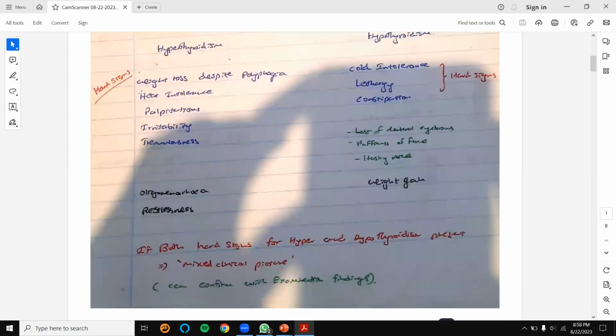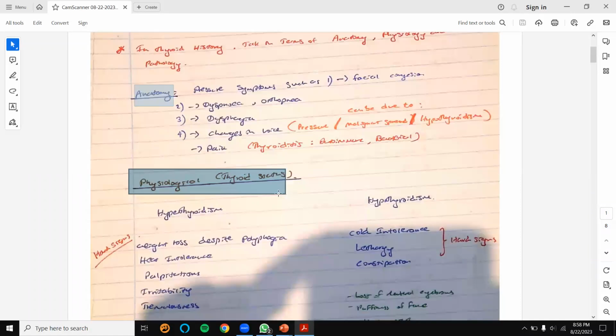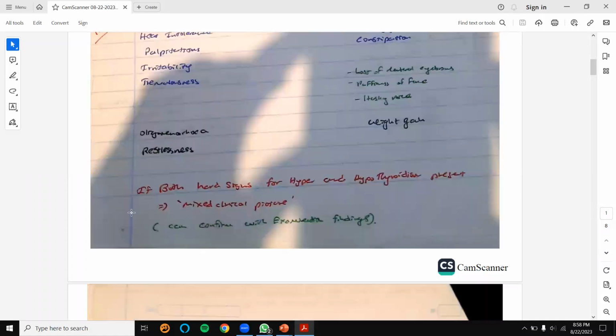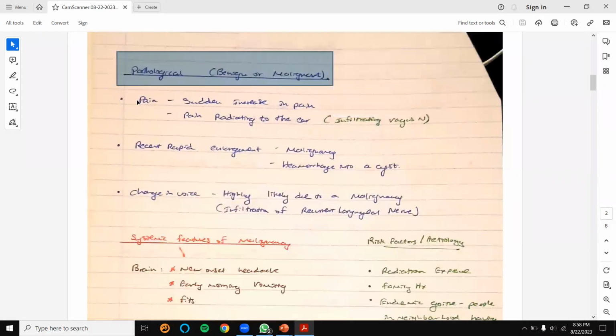Sometimes if there's neither of these symptoms, you can say clinically the patient is euthyroid. So that's how we ask about the physiological status, like the thyroid status. First you ask about the anatomy, then you ask about the physiology, that's thyroid status, and then the pathology. Pathological features are basically the features of malignancy, right? Main features of malignancy are your pain: sudden increase in pain, pain radiating to the ear. Pain radiating to the ears because there's infiltration of the vagus nerve.